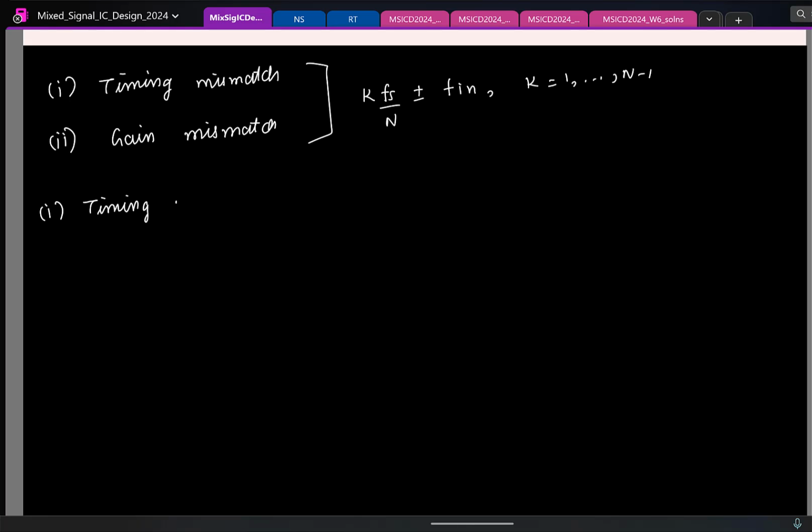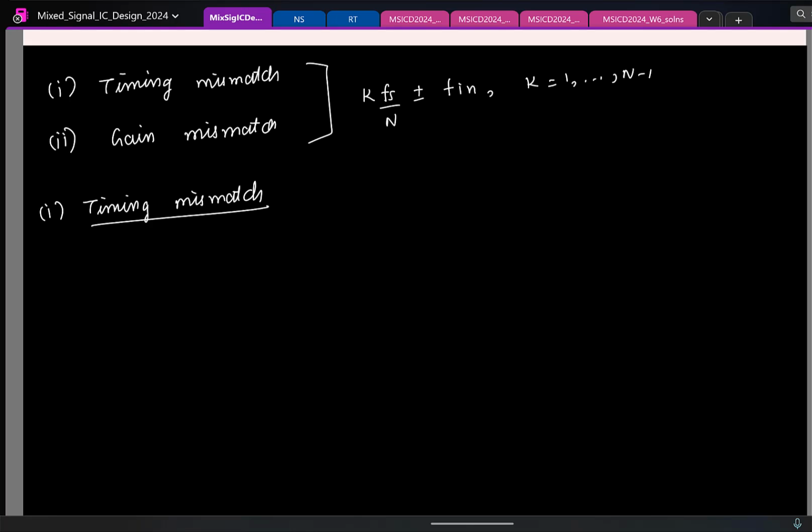Typically we deal with it the same way we dealt with offset in the preamplifiers. How did we correct for the offset in our preamplifier? We did calibration. We'll try to do something here.